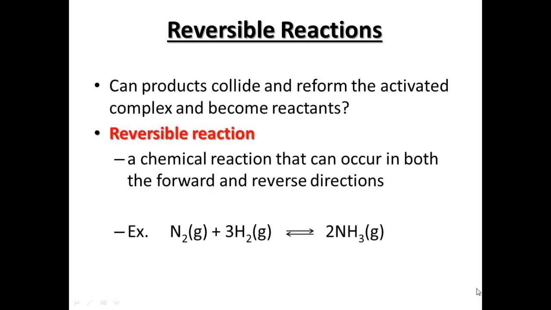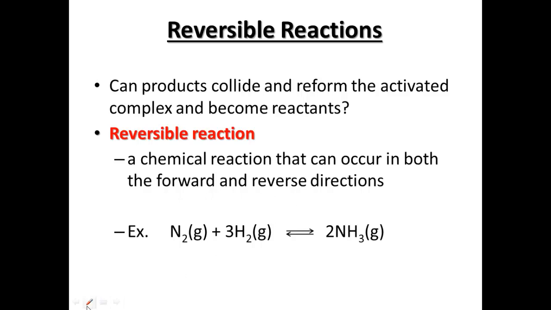Okay, so today we're going to be talking about reversible reactions. Now, remember how in all the reactions we've been talking about before, we have some reactants, and they go forward and form the products. Now, can products actually collide and reform the activated complex and eventually become the reactants? And the answer is yes, they can, and it's called a reversible reaction. It's a chemical reaction that can occur in both the forward and the reverse directions.